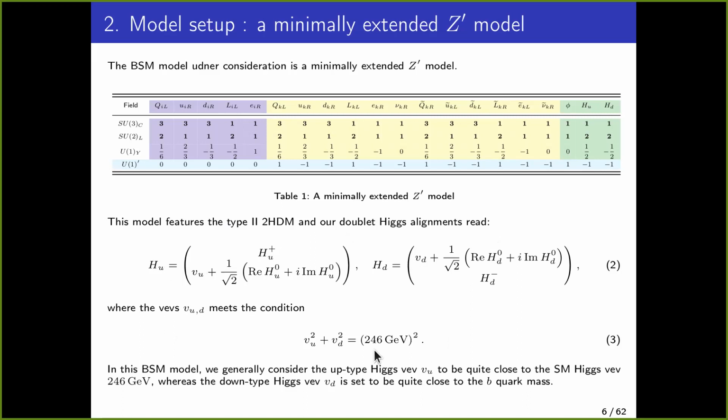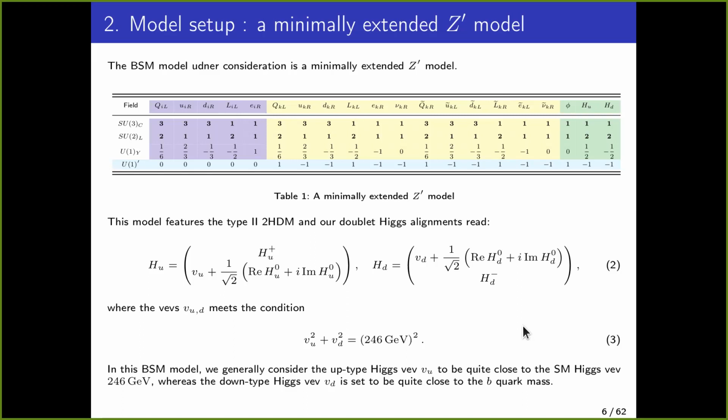And in this BSL model, we generally consider the up-type Higgs VEV v_U to be quite close to the standard model Higgs VEV of 246 GeV, whereas the down-type Higgs VEV is taken to be quite close to the bottom mass scale. So similarly, the big tan beta is also very close to 1 in this model.